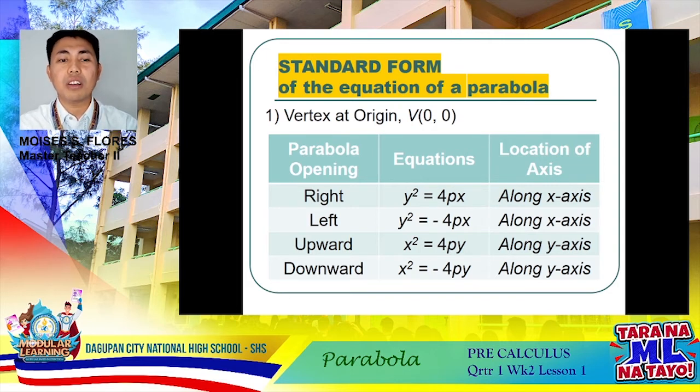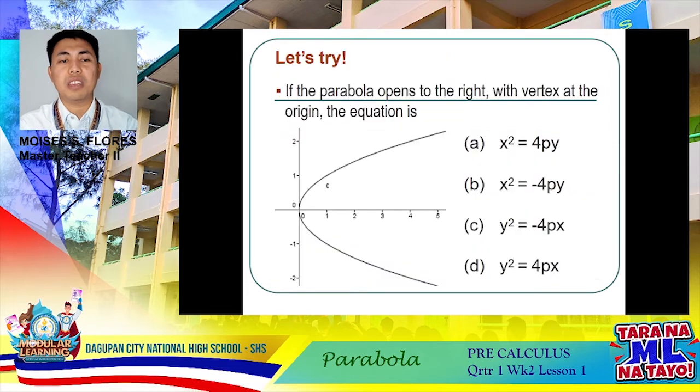If we recall the vertex at the origin, if the parabola opens to the right with vertex at the origin, what will be the equation? Opens to the right. Yes, you're right. The answer is letter D. Why? Again, it opens to the right because the variable y is in the second degree. And if it opens to the right, you will observe that your 4p is always positive. On the other hand, if your 4p is negative, it opens to the left.